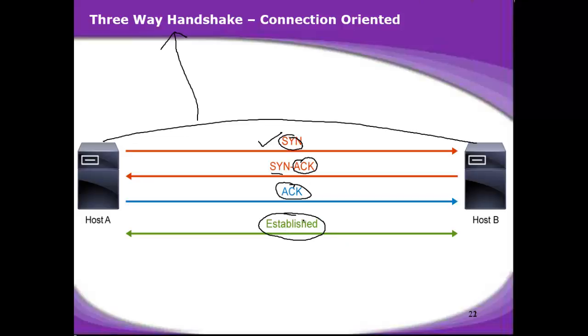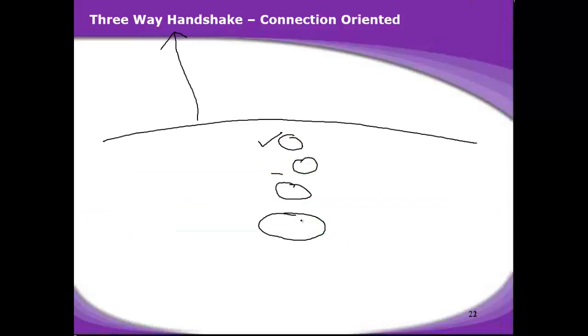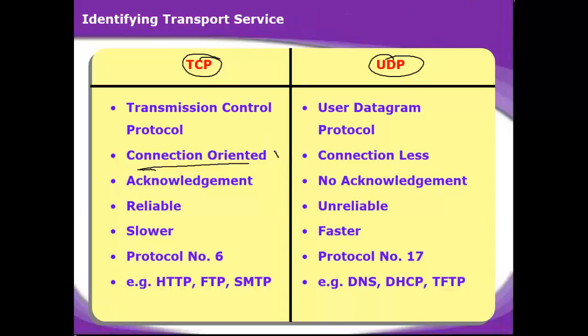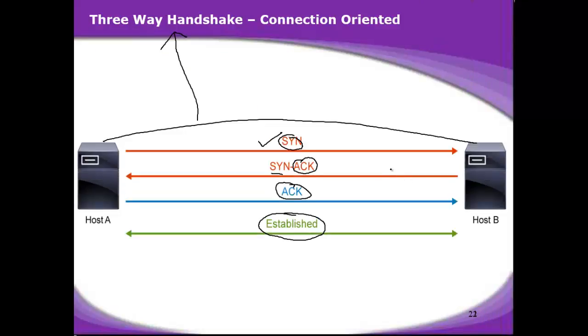Due to this method, TCP is called connection oriented, but UDP is connectionless. What does it mean? For any transmission to take place in UDP, there is no need of any connection. It directly starts sending whatever data it needs to send.